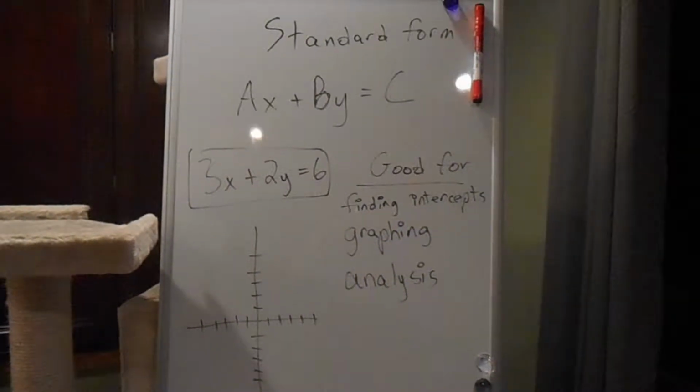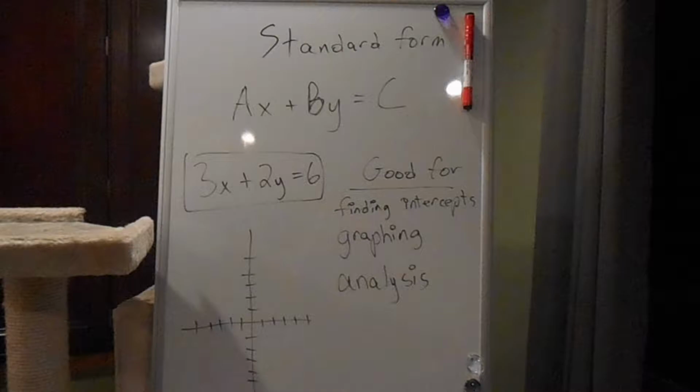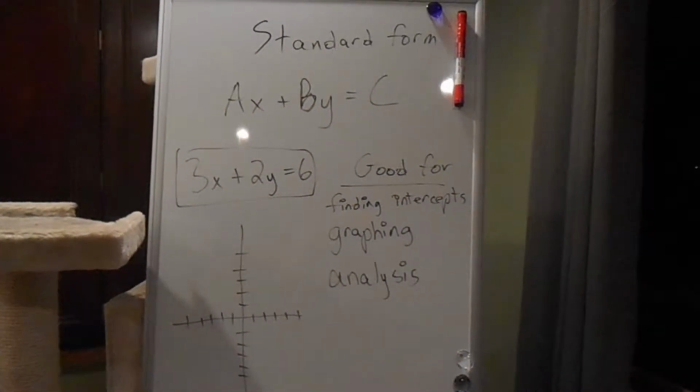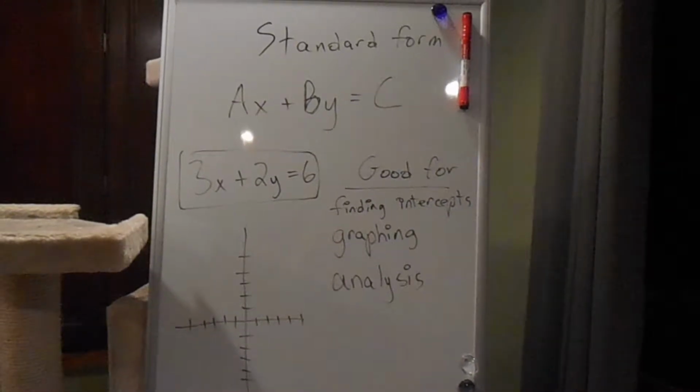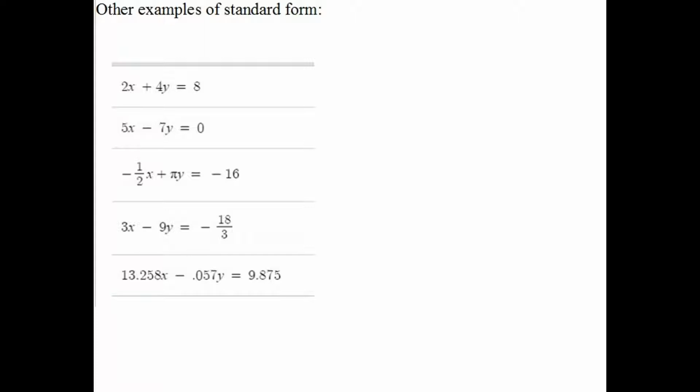So why do we use this form? Well, it's really good for finding the intercepts and graphing. I'll show you how we do that in a few moments. But it's also good for analysis. It's a great way to look at a line and see it in a nice organized way. Those are the things we look for with this.